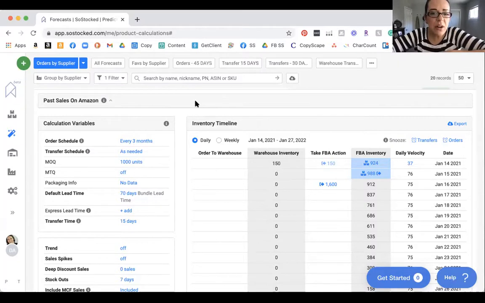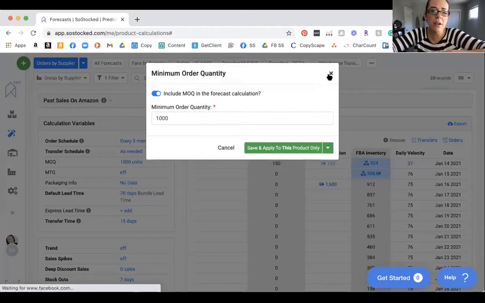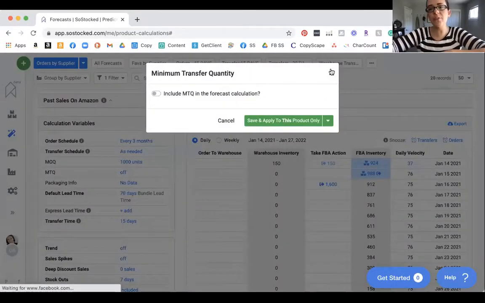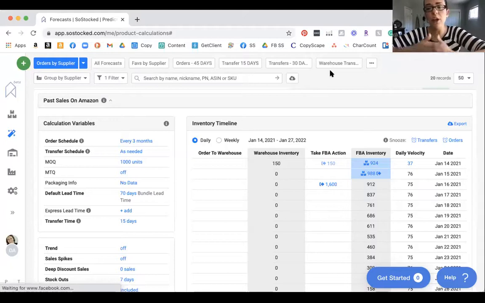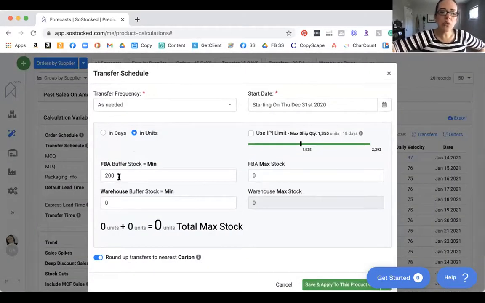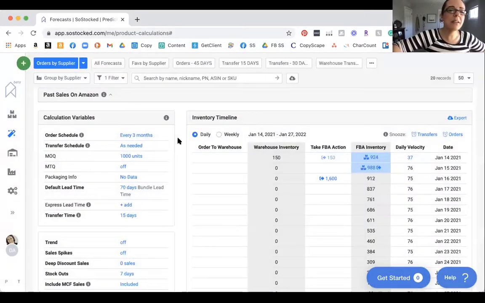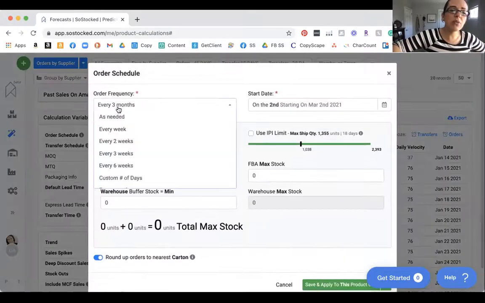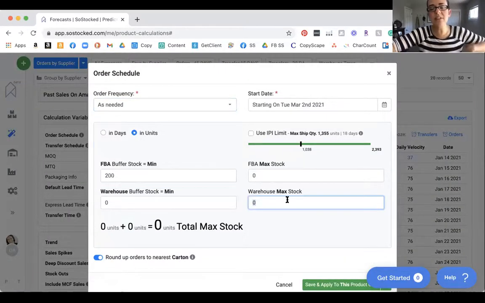And then a question, is there a feature for minimum order size from a supplier? Yes, there definitely is. All right, so the minimum order quantity is here, right? You can set that there. And then the minimum transfer quantity, if you want to set a minimum for how much to transfer. All right, so we're talking about min-max restocking. So you can set min-max restocking. You can also set your minimums for your warehouse. If you're doing your order schedule as needed, it will activate min-max restocking for both your warehouse and your FBA.